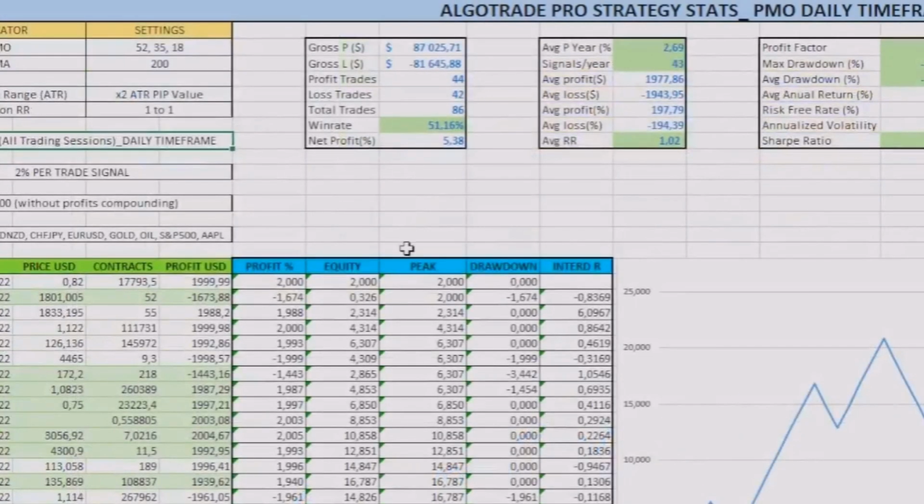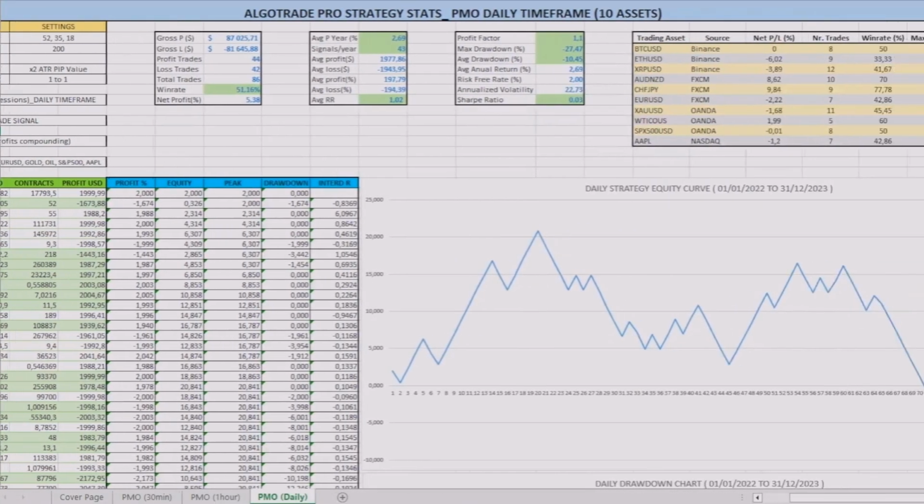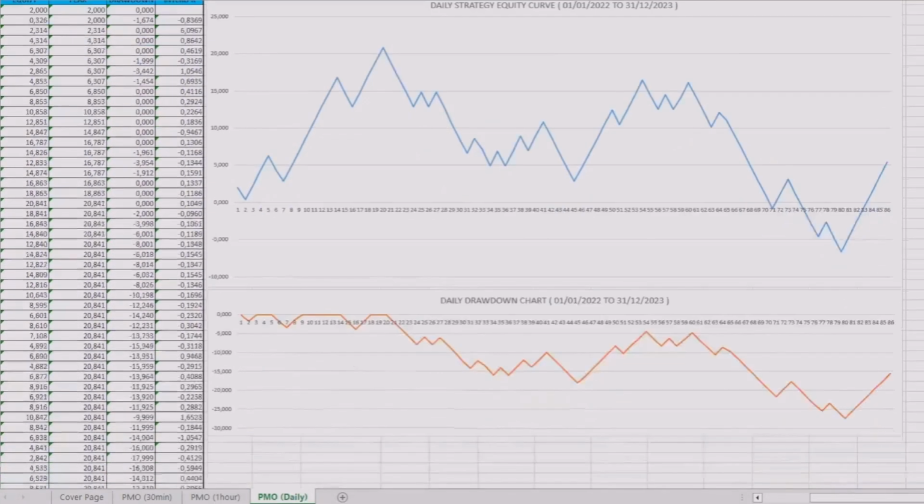Finally, on the daily time frame, after 86 trades, the indicator achieved a win rate of 51.16% and a small net profit of 5.38%, so a break-even result that can also be noticed when looking at the equity curve.